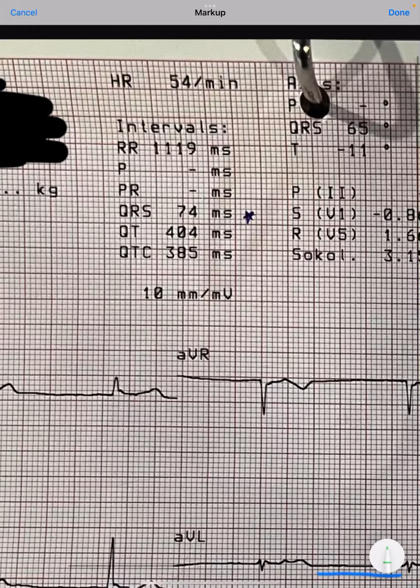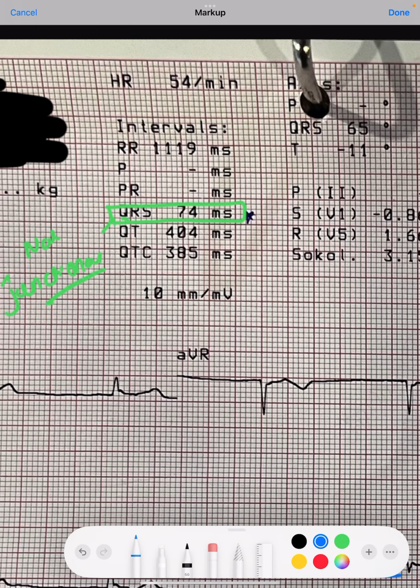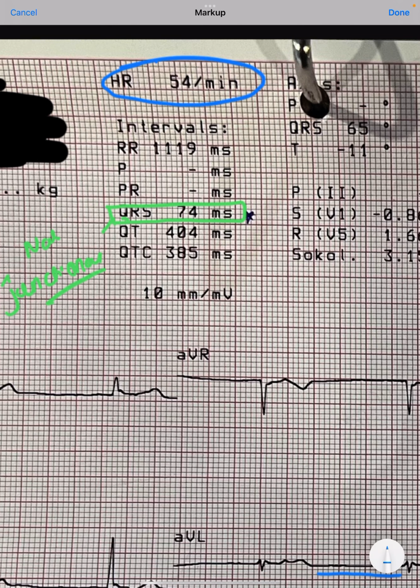So here we can see that the QRS complex is 74 milliseconds. So it is very narrow. So it suggests junctional QRS complexes. The next thing is the heart rate. The heart rate is 54 per minute. It also suggests that there is a junctional rhythm.